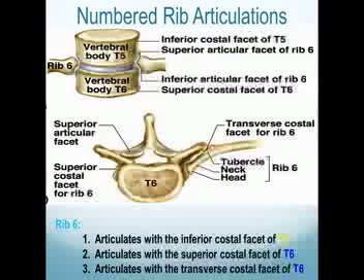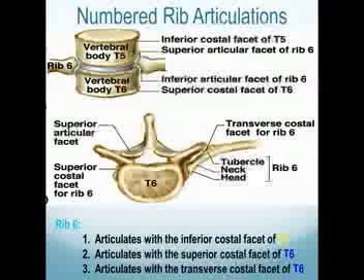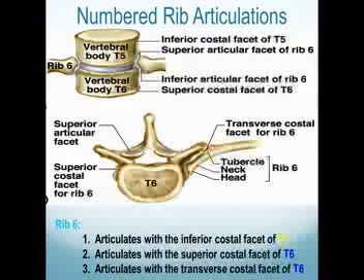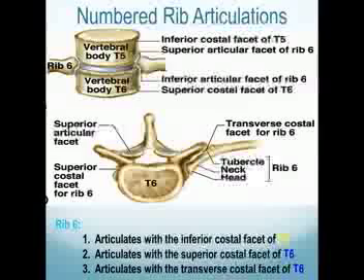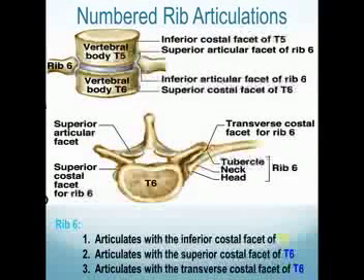Okay? The picture on this image here actually does a nice job of that. So take a look at rib 6 there. Rib 6, once again, articulating with that inferior costal facet of T5, and then the superior and inferior articular facets of rib 6. So it just goes through that portion.